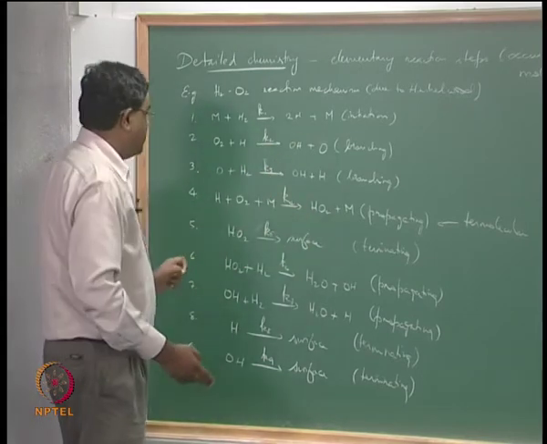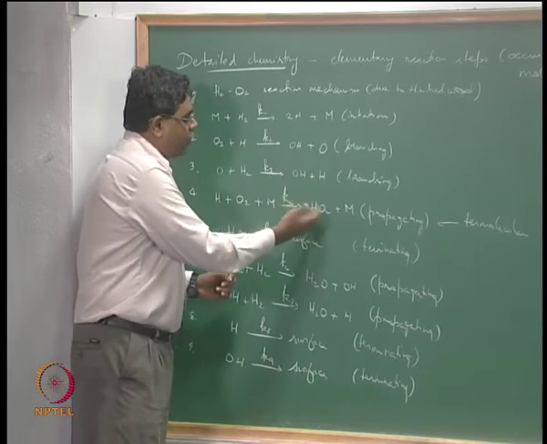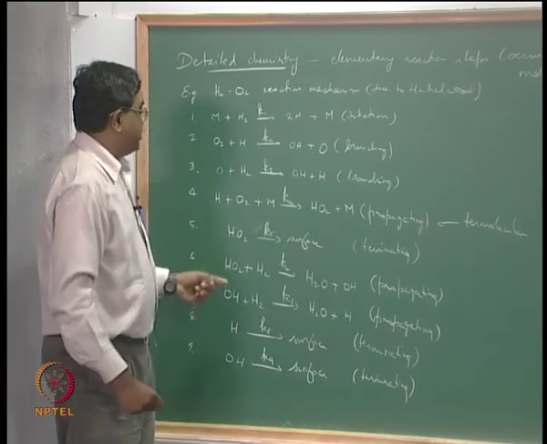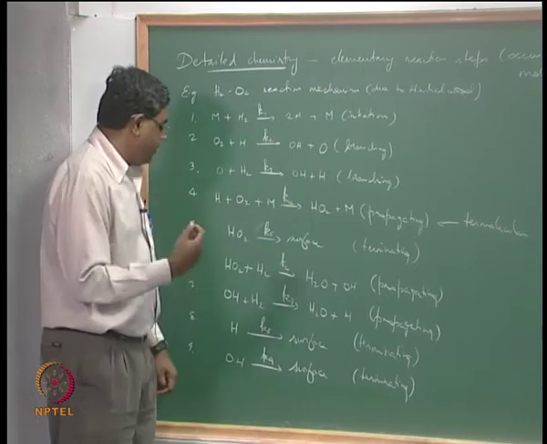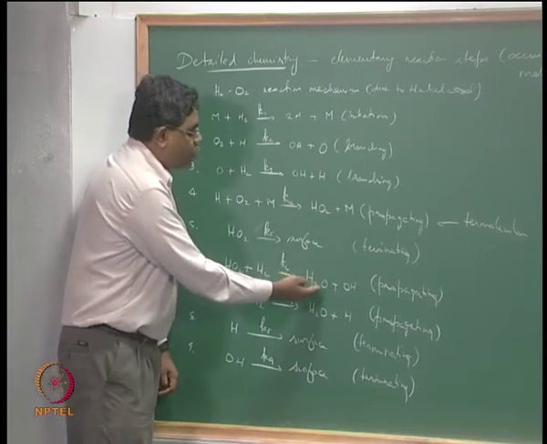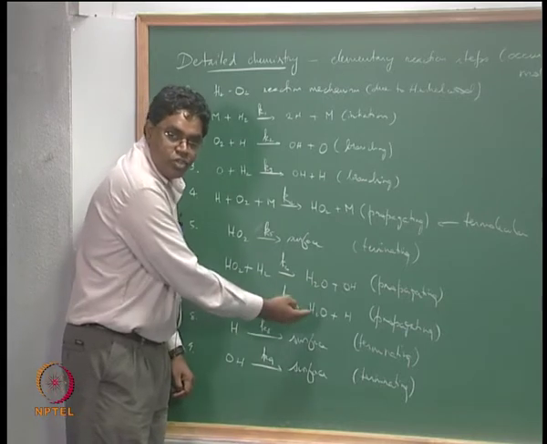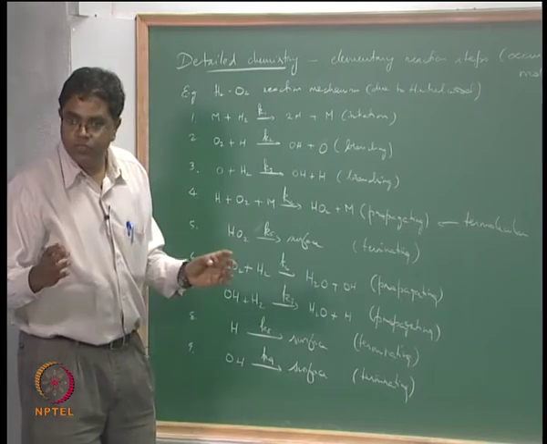Now you might find that there is only one reaction that is producing HO2 when compared to a bunch of reactions that are producing OH. So obviously we might think that the route by which H2O is produced from HO2 is less important when compared to the route by which H2O is produced from OH. That's one way of thinking about it.